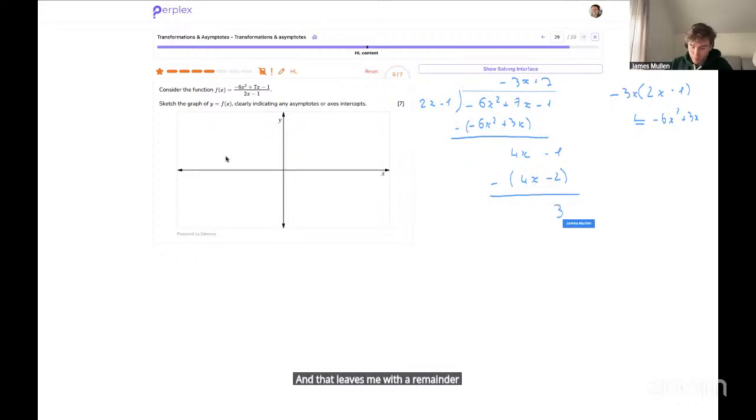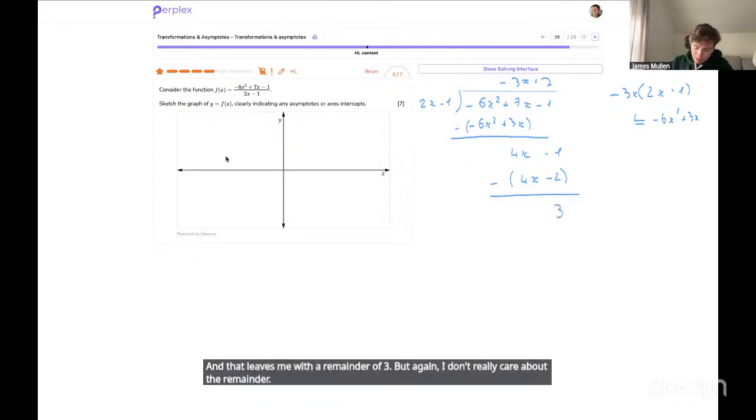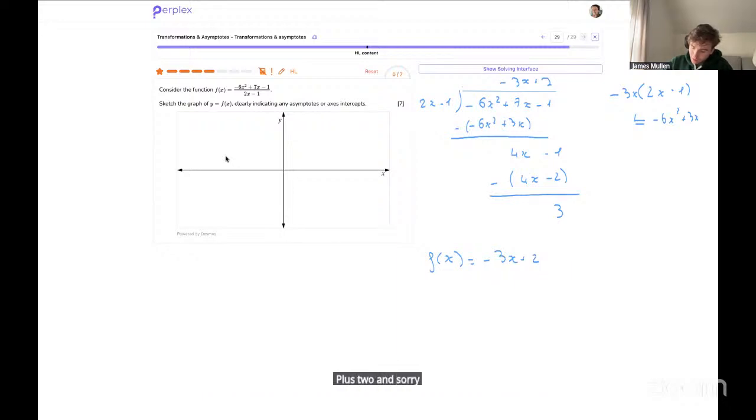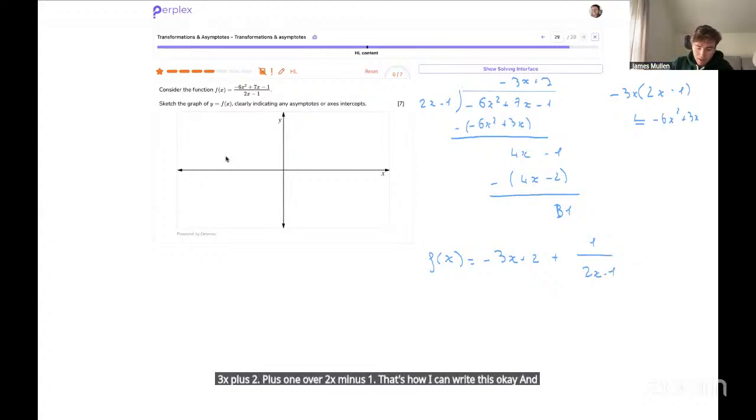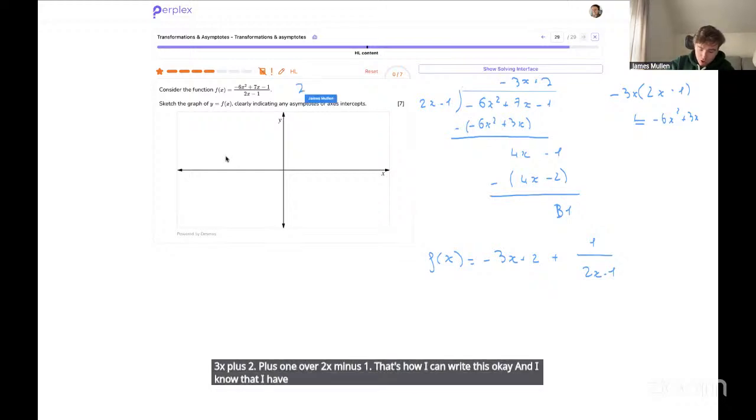But again, I don't really care about the remainder. I now know that I can write f of x in the form negative 3x plus 2. And sorry, this is going to be a remainder of 1. I don't know why I said 3. Negative 3x plus 2 plus 1 over 2x minus 1. That's how I can write this, okay? And I know that I have a vertical asymptote when 2x minus 1 is equal to 0. So at x is equal to 1 over 2.